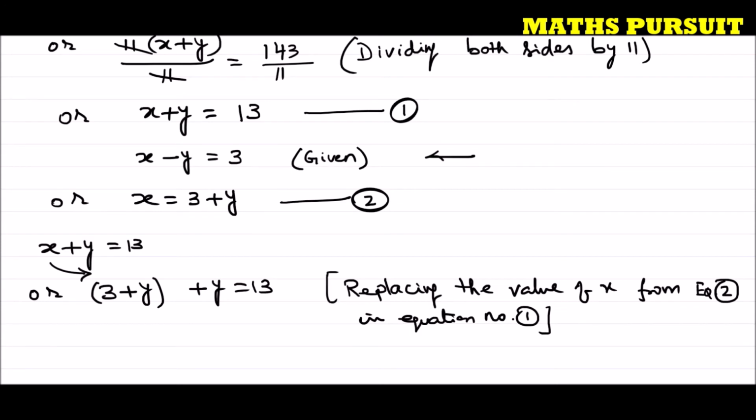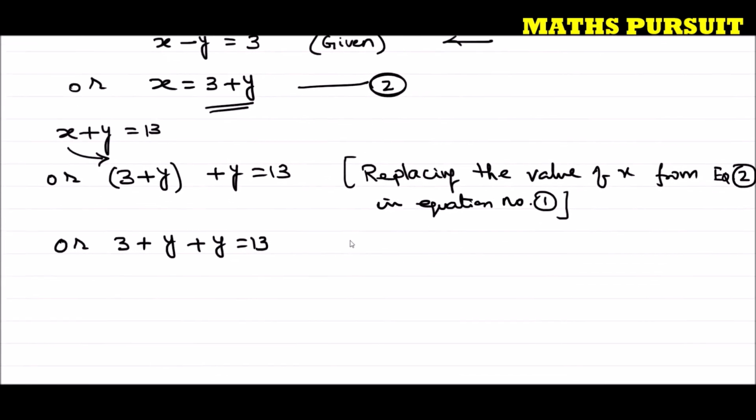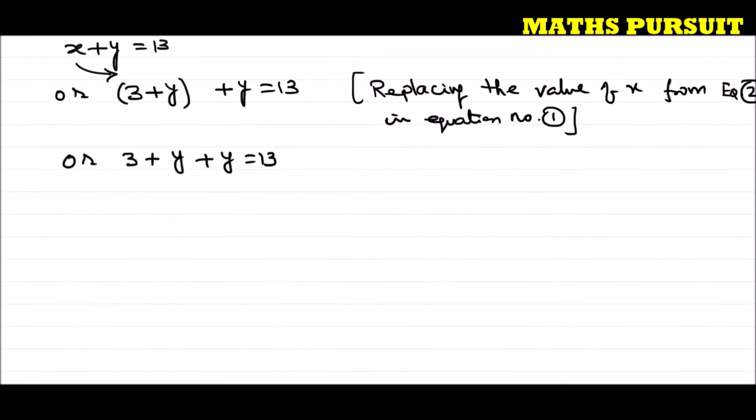Equation number 1 is x plus y is equal to 13. Instead of x, I took the value 3 plus y from equation number 2 and replaced it. So we got 3 plus y plus y, which is 3 plus 2y, is equal to 13. I'm moving slowly, step by step, so that you can understand. Or I can write 2y is equal to 13 minus 3.